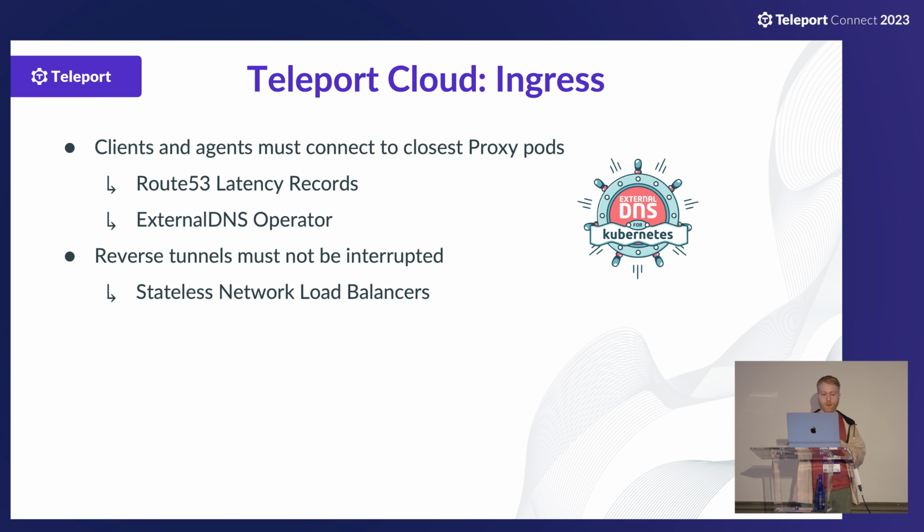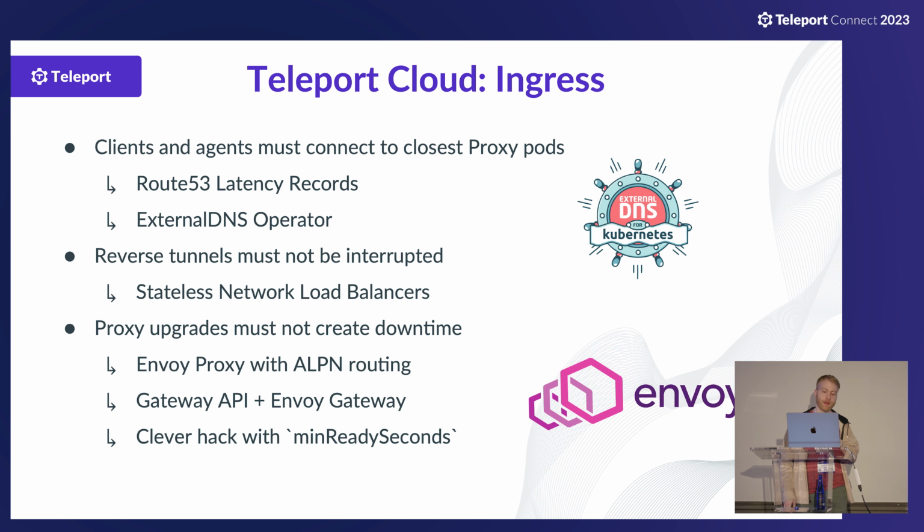As I said, we use NLBs. We use stateless network load balancers. In this case we're using AWS, and we found that when they do infrastructure rollouts, we're not really affected by their activity and when network load balancers are updated.